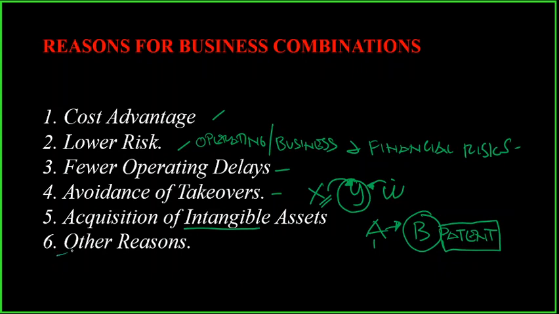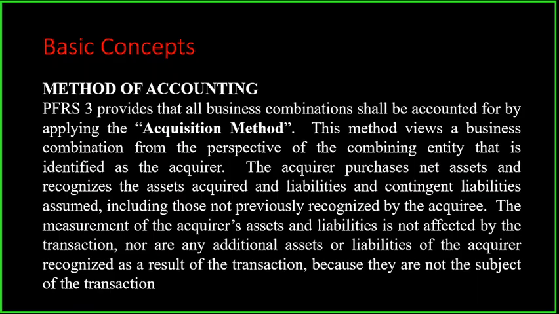Of course, there are other reasons, but this is not our main concern for this subject. Our main concern is how to account for business combination. Now, some concepts that you have to understand. Actually, this is just a review because this was already discussed in our introduction. Let's continue. PFRS number 3 provides that all business combinations shall be accounted for by applying the acquisition method, also known as your purchase method.